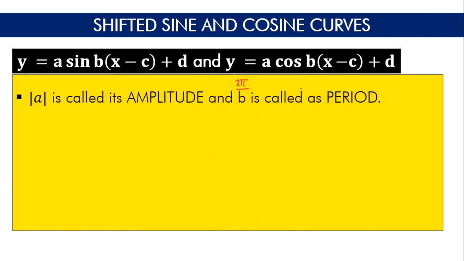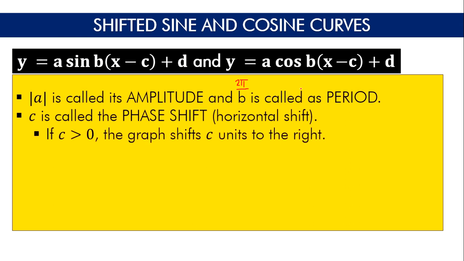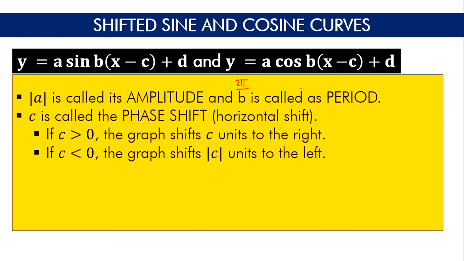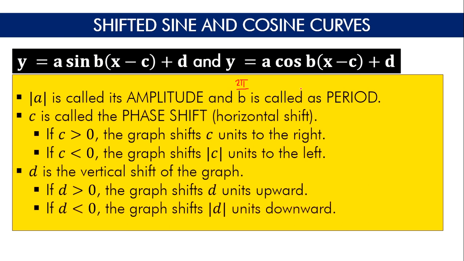Then after that, c is called the phase shift or the horizontal shifting. Wherein if c is greater than 0, the graph shifts c units to the right. And if c is less than 0, the graph shifts |c| units to the left. And then for the value of d, which is the vertical shifting of the graph, if d is greater than 0, then we shift it d units upward. And if it is less than 0, the graph shifts the absolute value of d units downward.